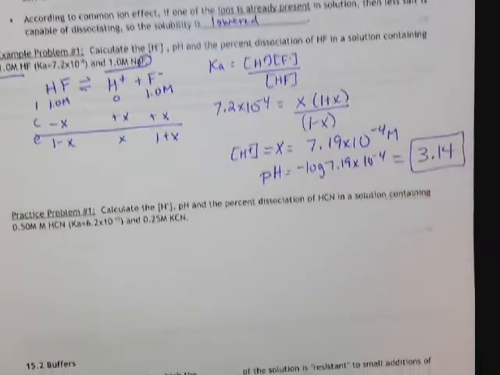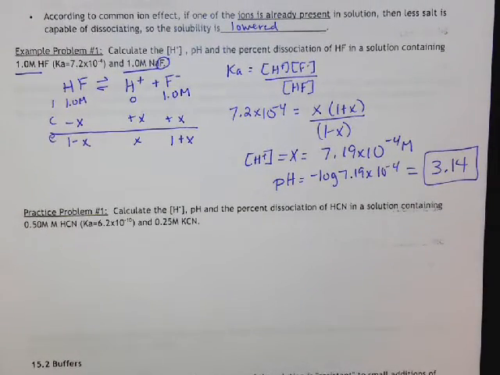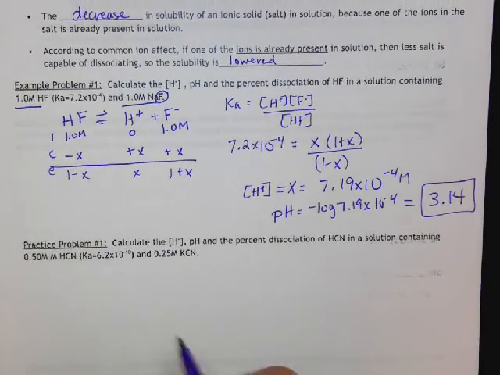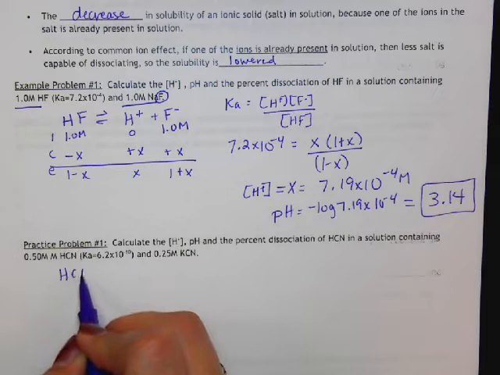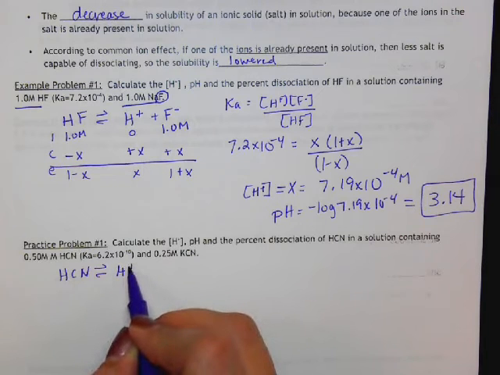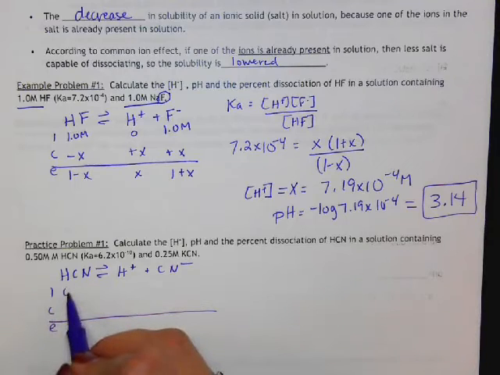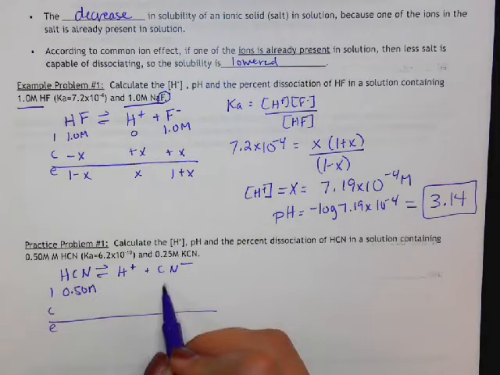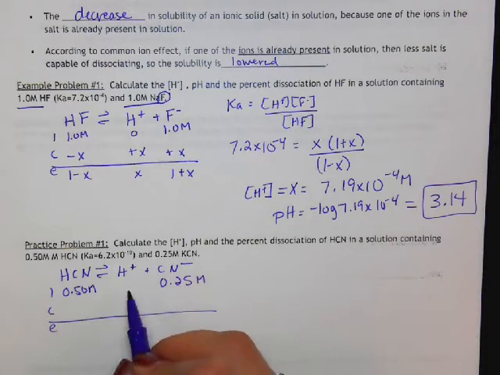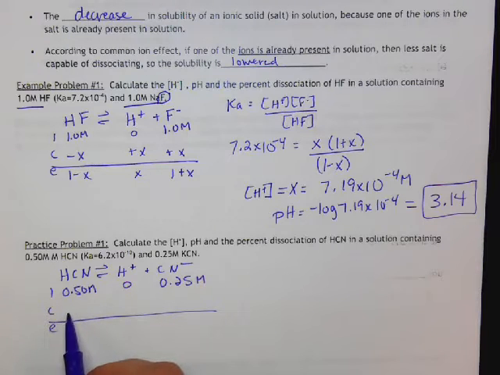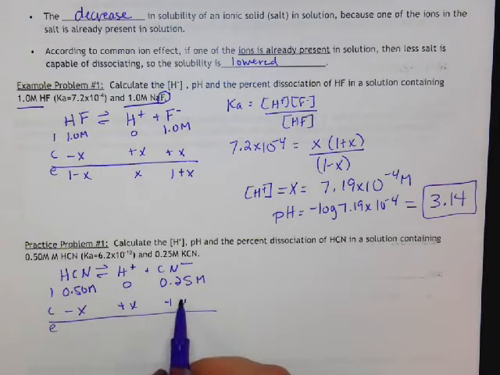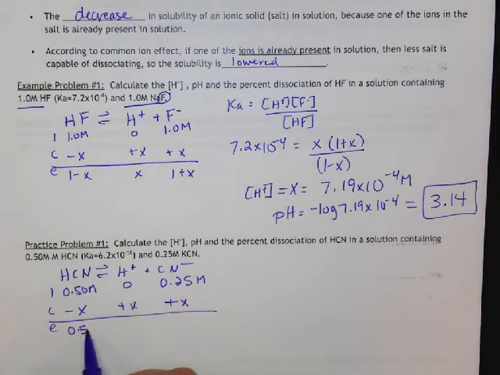All right, so you can pause and do the practice problem and then come back and we will look at it together. So again, we're going to take our HCN, dissociate it, and set up our ICE chart. We have 0.5 molar HCN and 0.25 molar cyanide ion, no hydrogen, minus X here, plus X on the right. So at equilibrium we have 0.5 minus X, X, and 0.25 plus X.